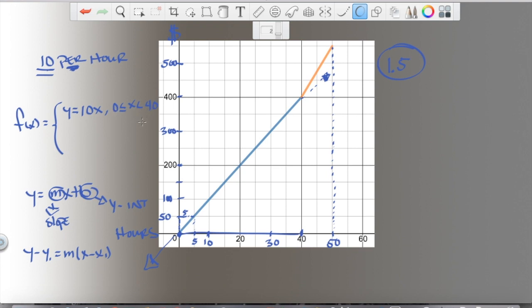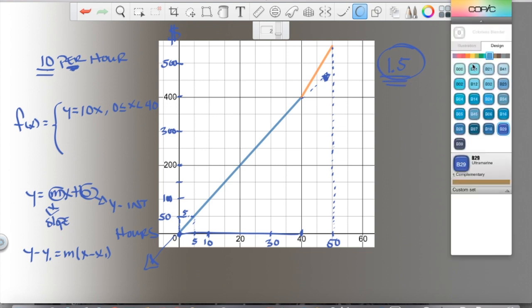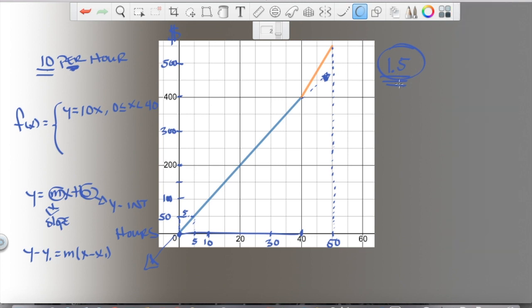Now, what happens after 40 hours of labor? We already said this. You get this glorious time and a half right there, and that's great, guys, because let me tell you what that means. Instead of making $10 an hour, how much are you making? You are now making $15 per hour. Okay, nice place to be. That's not a bad wage there.